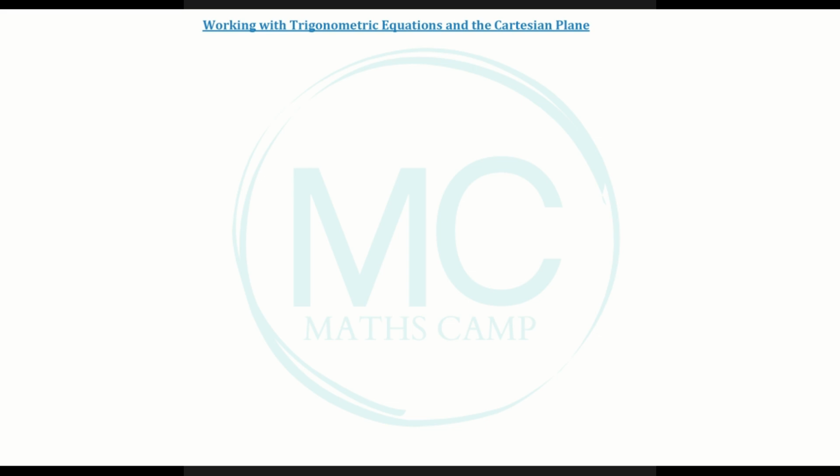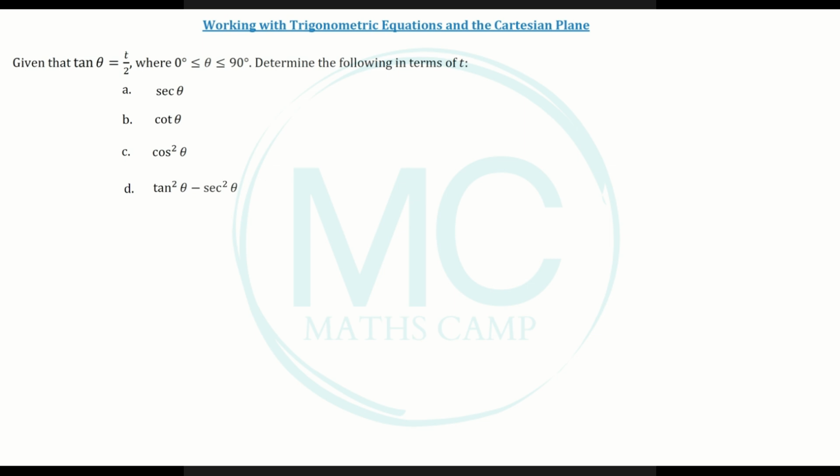Now that we have an understanding of the Cartesian plane and how the trigonometric ratios work, I'd like to look at some examples of how we work with different types of equations pertaining to the Cartesian plane. Given that tan theta is equal to t over 2, where theta is greater than 0 degrees but smaller than 90 degrees, determine the following in terms of t.